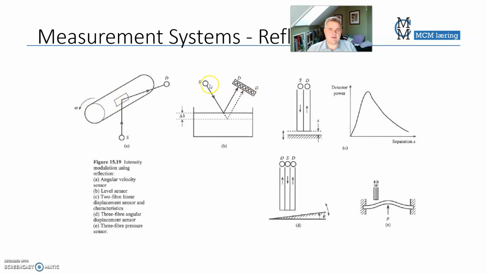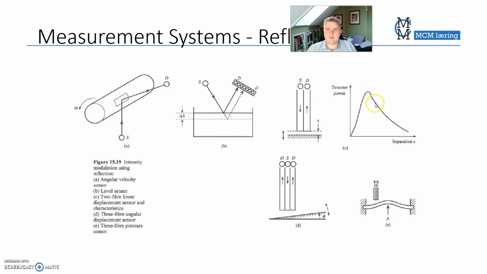Here, an example of a level meter, multiple detectors. Here is an example of a displacement sensor where you have a reflective surface. Light is sent to a fiber and back up here. Here, an angular detector. The higher the angle, the more light goes. Most of the light goes in here and less in here from the source.